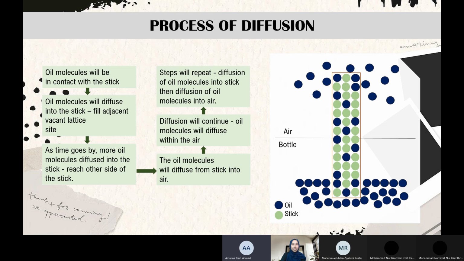And then, since there are no more vacancies left, they will diffuse into the air and then continue to diffuse within the air. Those processes will be repeated, starting from the diffusion of molecules into the stick, then into the air, and lastly within the air.